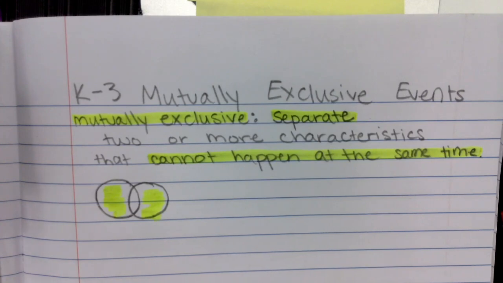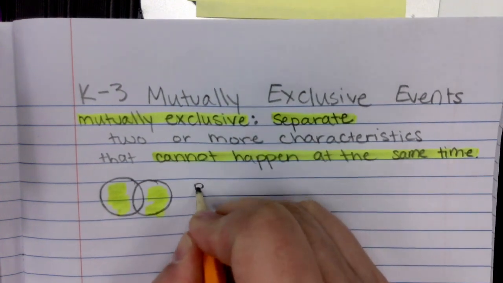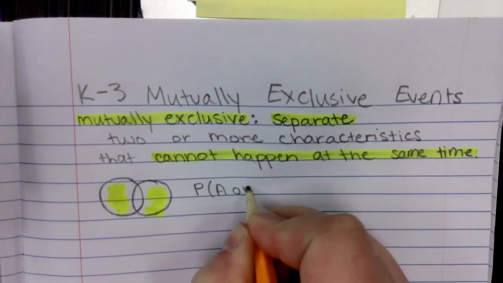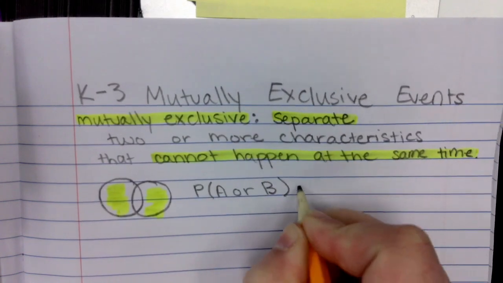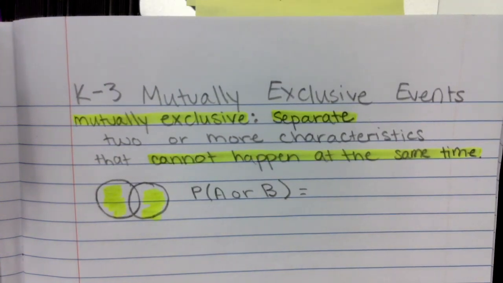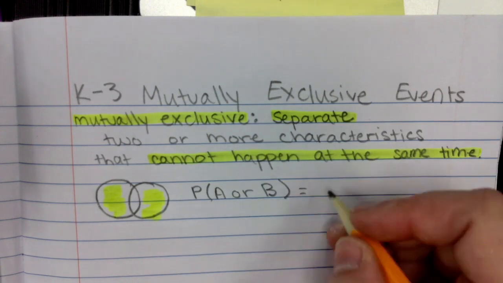Okay, to find that probability, we're doing a probability of A or B. We're seeing which one of these is not going to happen at the same time. It's not A and B. It's not both because it's either one or the other. And to find that probability, we add our probabilities of each together. So we do our probability of A plus our probability of B.